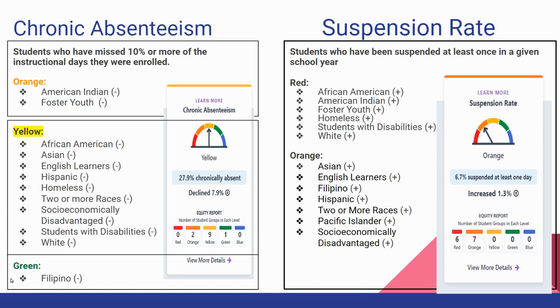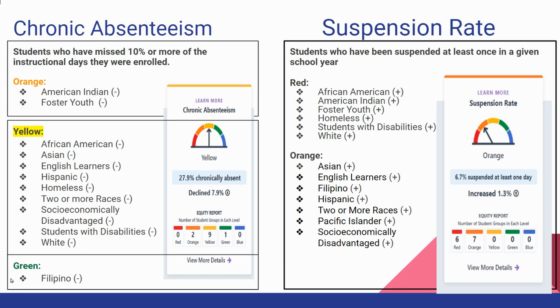Our chronic absenteeism rate has declined 7.9%, which represents a significant improvement over the previous year. We had no subgroups in red, which is noteworthy. There are 2 subgroups in orange, 9 subgroups in yellow, and 1 in green.